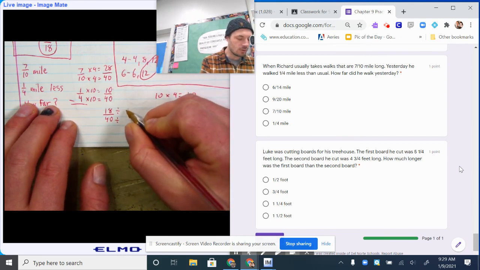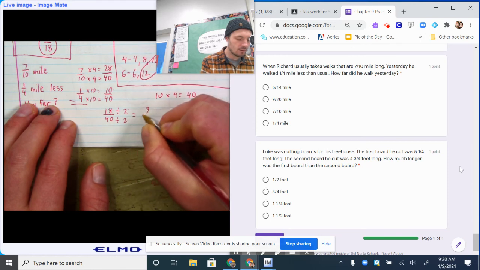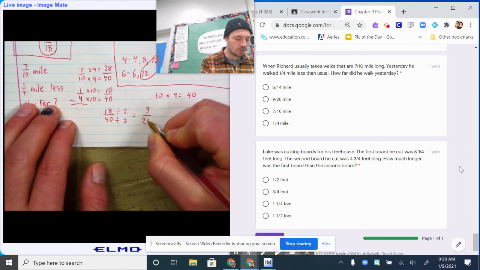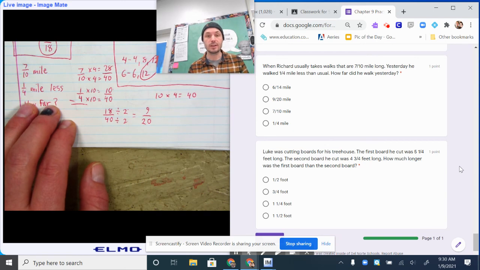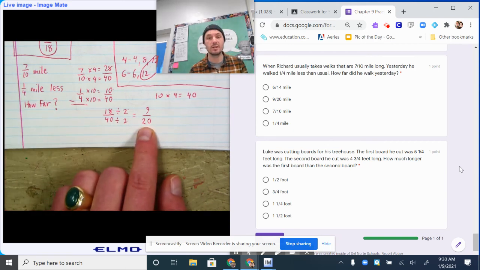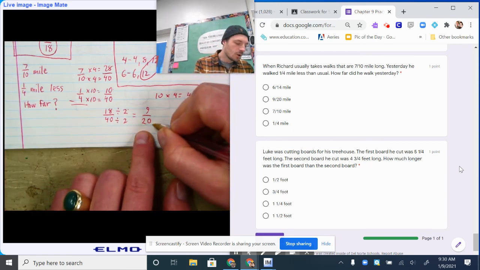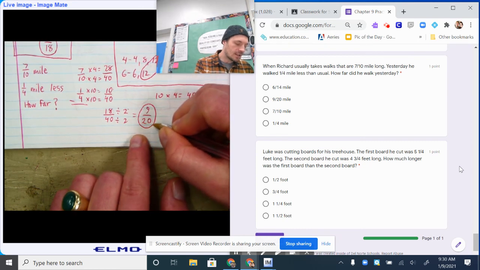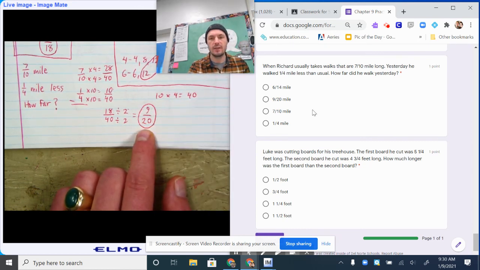18 divided by 2 is 9. 40 divided by 2 is 20. And actually, I think it was the GCF, because 9/20 is now in simplest form. So 9/20 is the final answer, and that's this one right here.